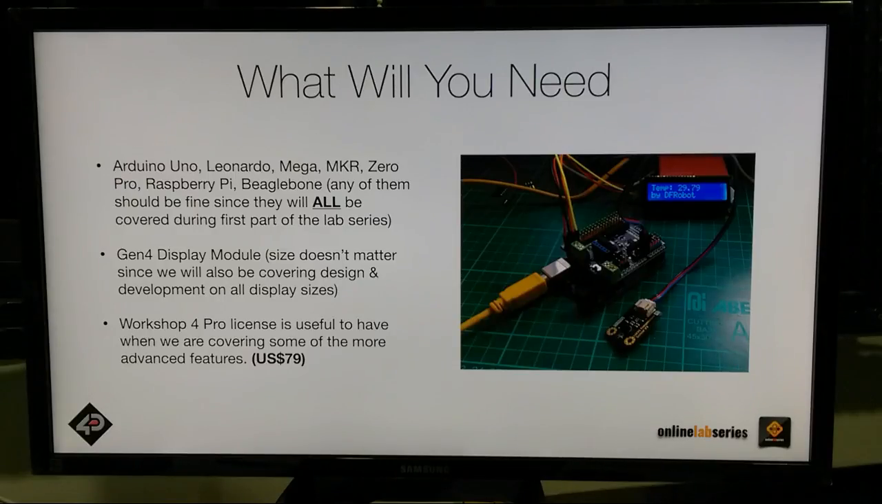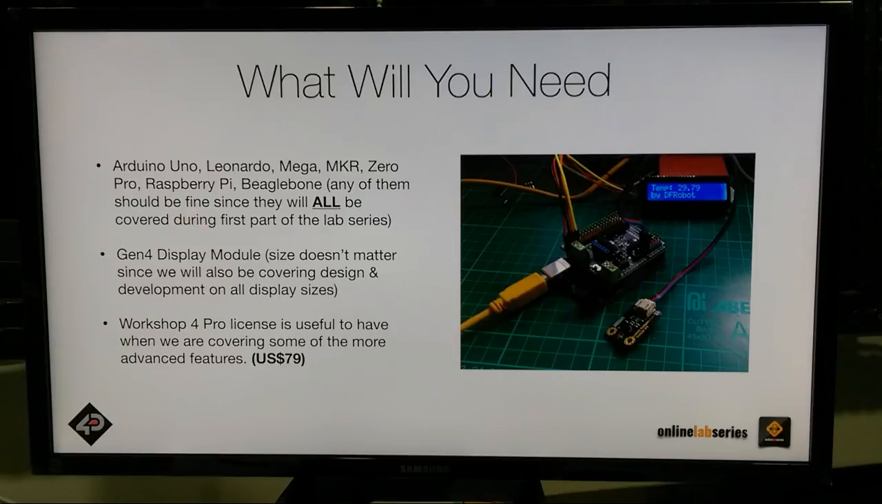Right, so just to get started, very basic stuff that you need include Arduino Uno, Leonardo, Arduino Mega, MKR, Zero Pro, Raspberry Pi Board. Any of these will do. You can even use the STM32 portfolio as well. But the point is, we are going to cover all of those hardware during the whole lab series. All right, so there'll be a good chance that you will see how the hardware by 4D Systems will be able to work with all the different development boards that are available on the market.